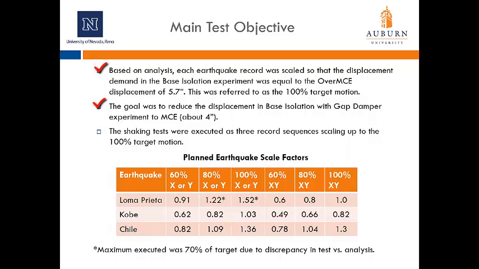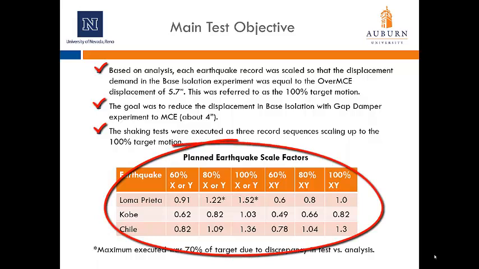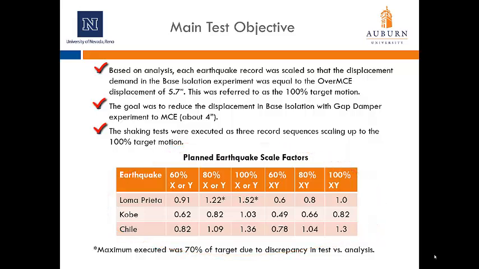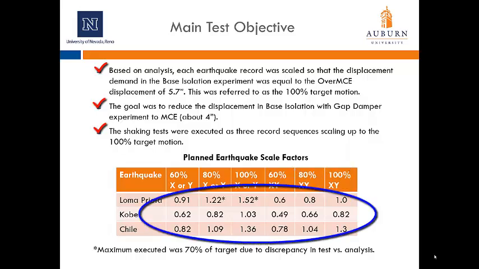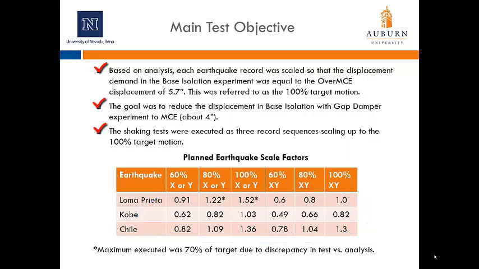Throughout the test program, the earthquakes were executed as 3 record sequences scaling up to the 100% target motion. This table shows the planned earthquake scale factors leading up to the 100% target for both unidirectional motion, X or Y, 60%, 80%, and 100%, and for bidirectional motion, or XY motion, 60%, 80%, and 100%. The numbers in the table are the actual scale factors applied to the earthquake records for each target. And you can see that the scale factors are a little bit smaller for XY bidirectional motion compared to unidirectional motion because larger displacement demands were expected.